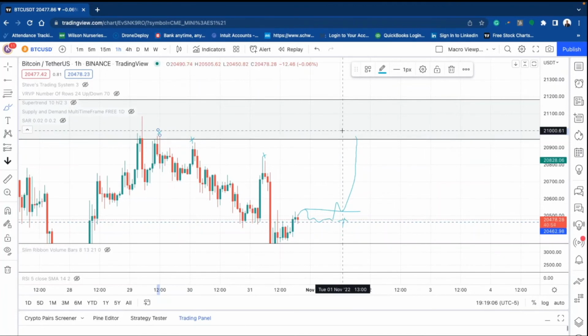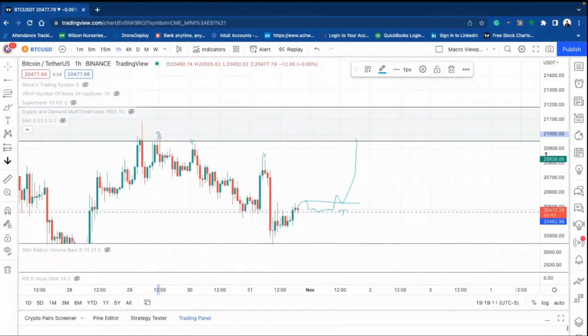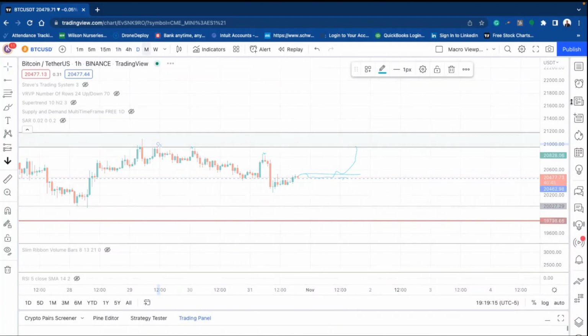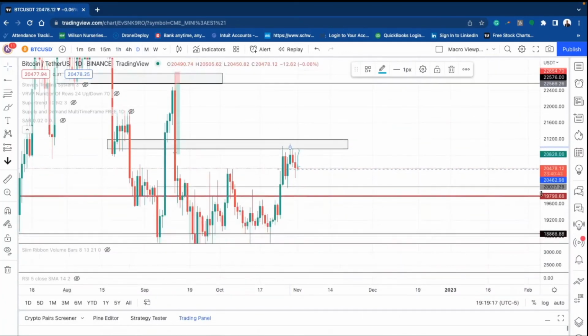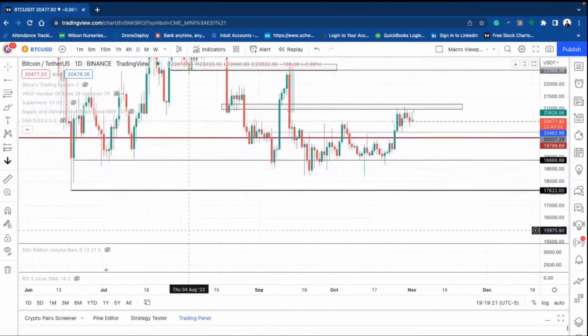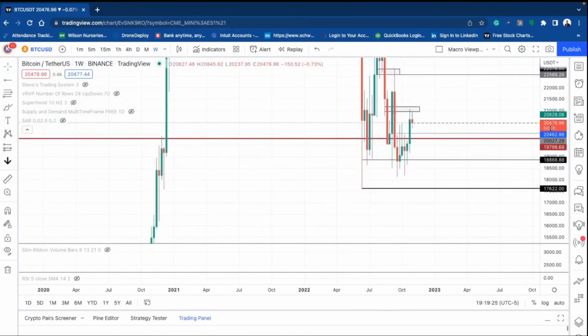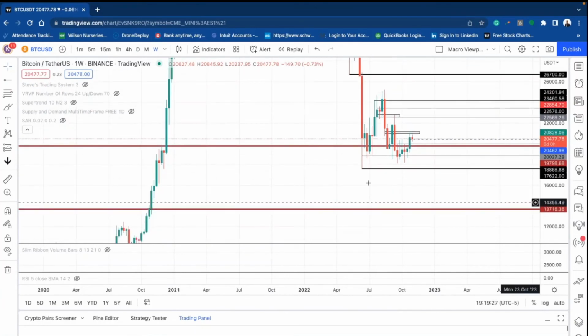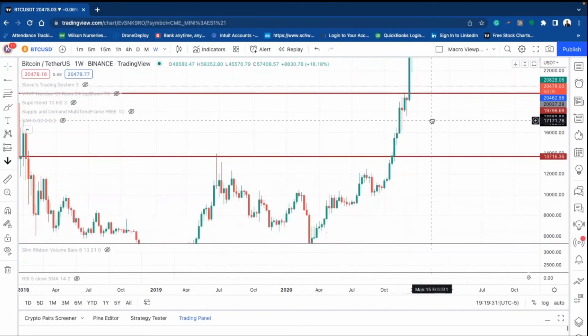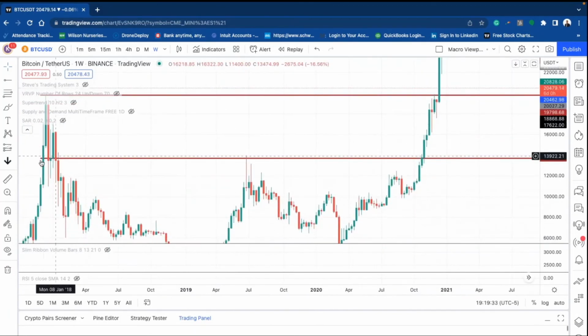So yeah, that is my current thoughts on Bitcoin. Long term, I do believe that we will be taking out the lows of June. And I've got some areas marked out as to where I think we could be going in the long run. I don't know. I like this 13,000 area.